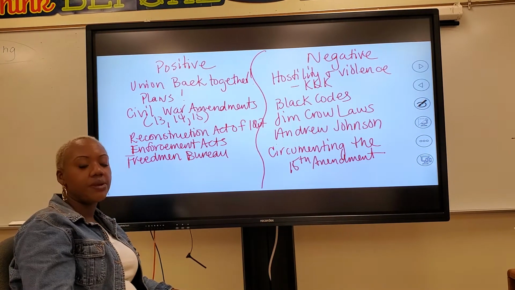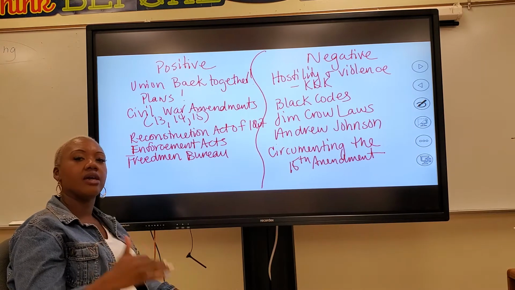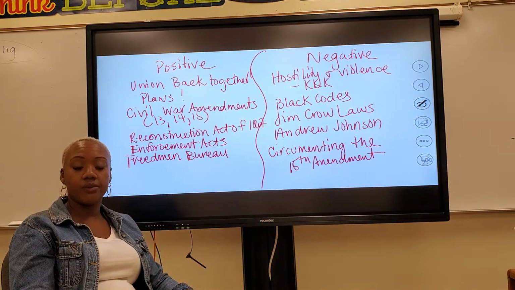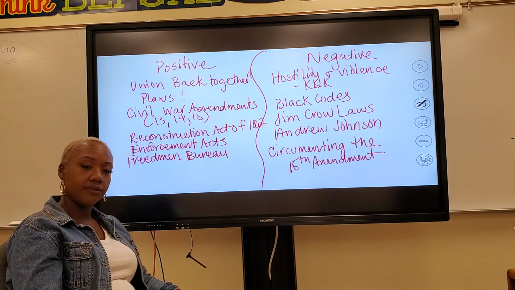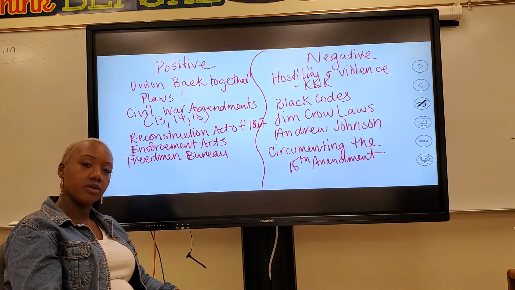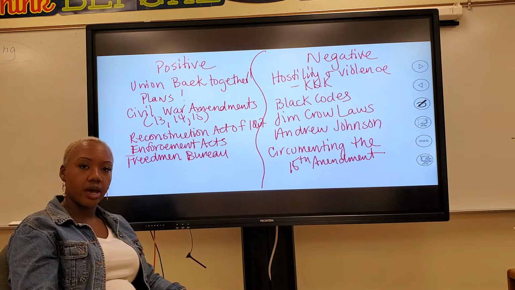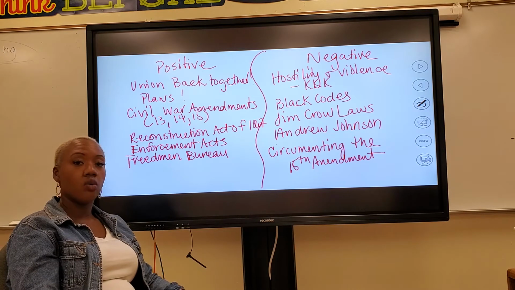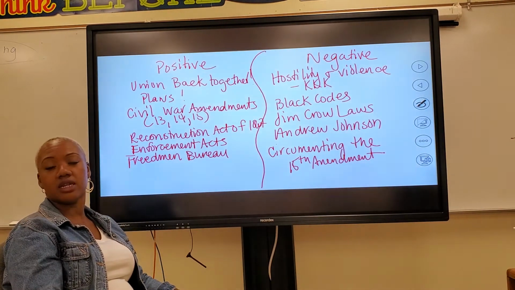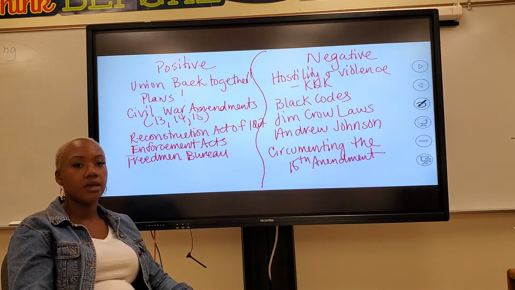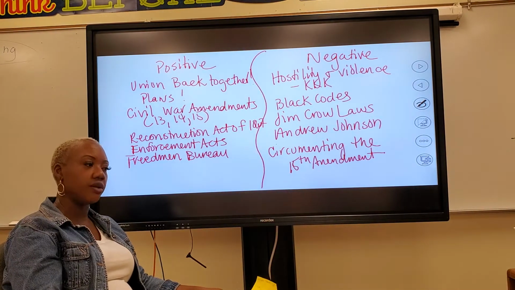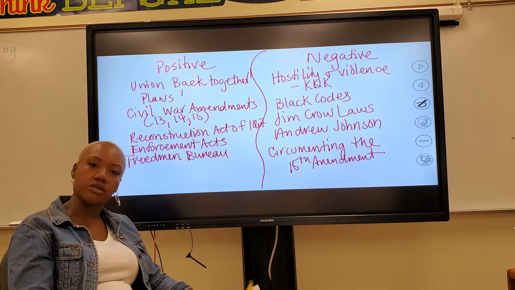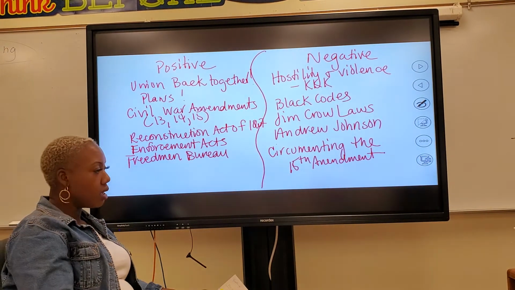So when I think of therapy in regards to Reconstruction, I am looking at the 3 Reconstruction plans that were proposed by Abraham Lincoln, Andrew Johnson, and the Radical Republicans. Now, for your upcoming test, what do you need to know about these plans? Well, for one, Abraham Lincoln's plan is better known as the 10% plan because he only required 10% of the residents of each Confederate state to pledge their allegiance in order to be readmitted.